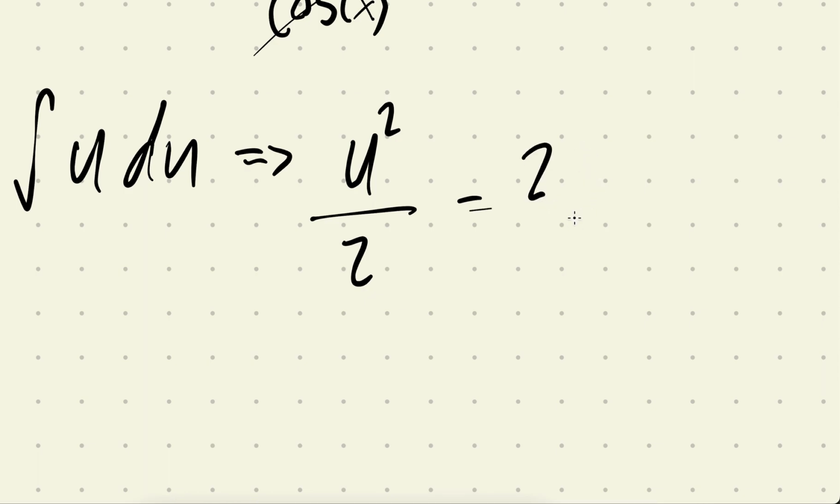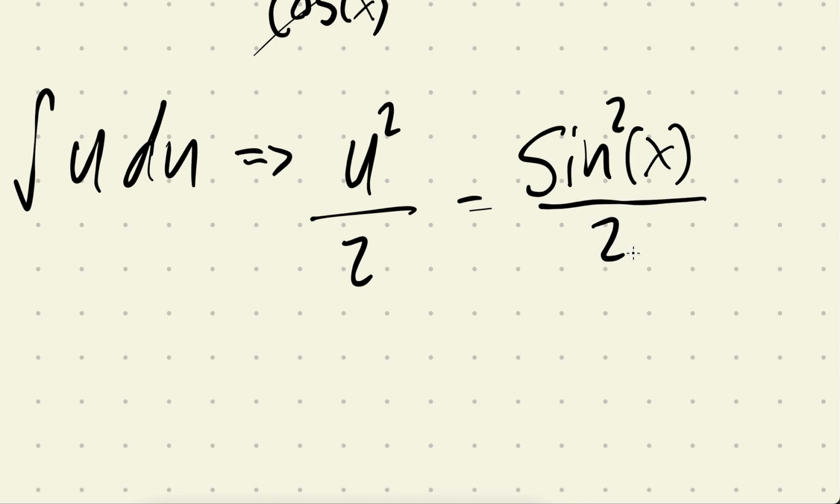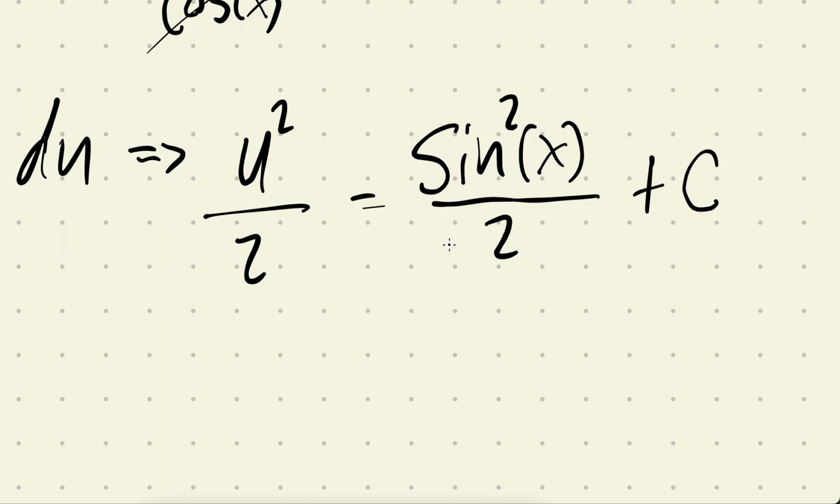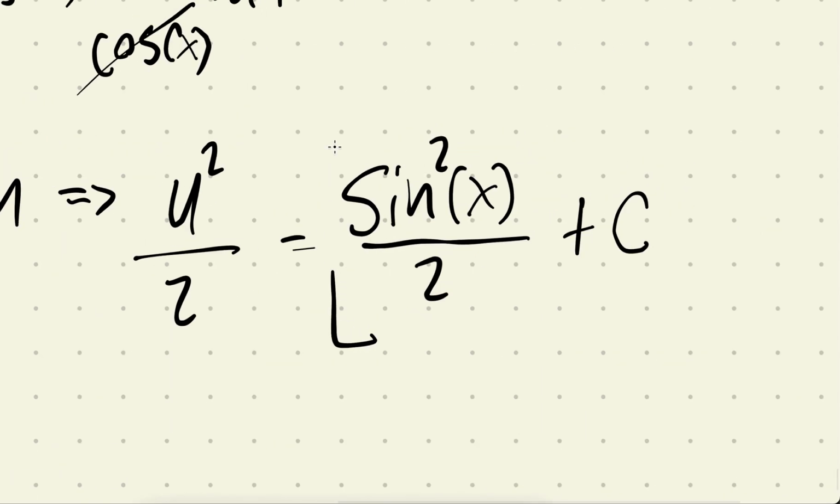So this is going to be sine x squared over 2. And don't forget to add the c at the end because you need a constant. That right there is your answer.